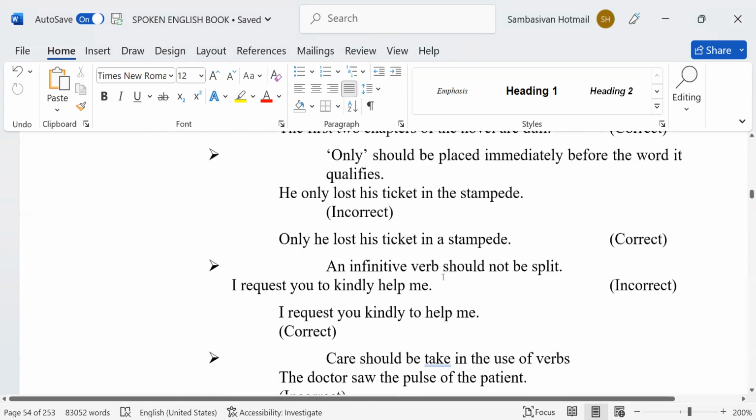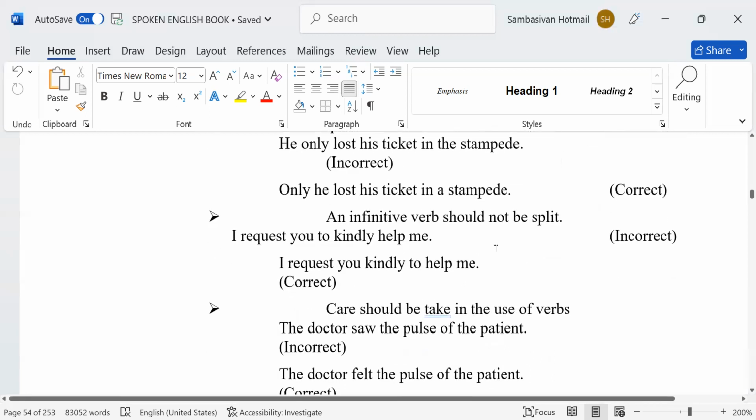"Only" should be placed immediately before the word it qualifies. "He only lost his ticket in the stampede." Incorrect. Stampede means a crowd, a lot of crowd. "He lost only his ticket in the stampede." Correct. An infinitive verb should not be split. "I request you to kindly help me." Incorrect. "I request you kindly to help me." Correct.